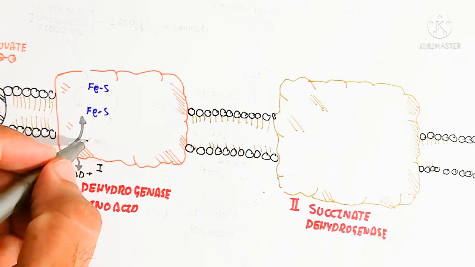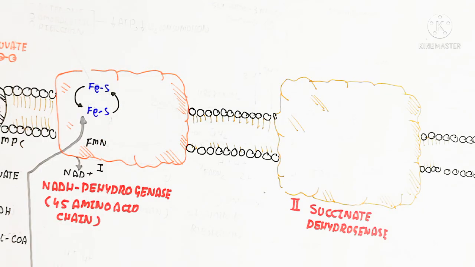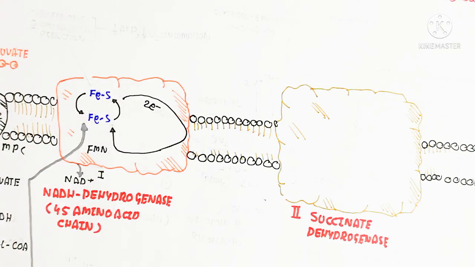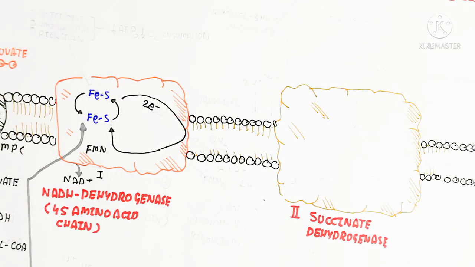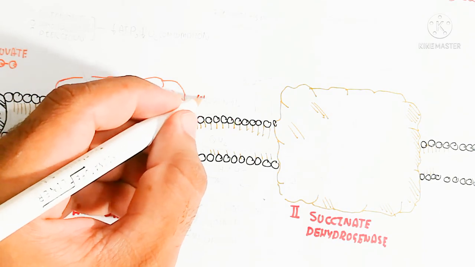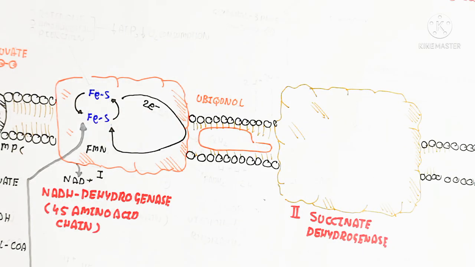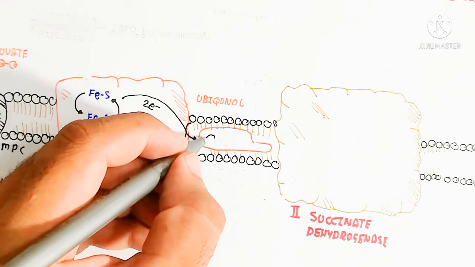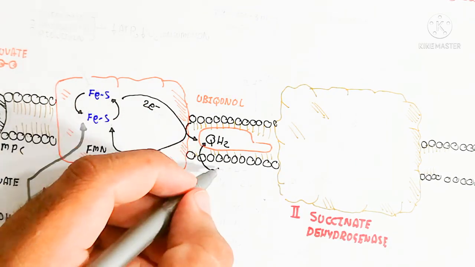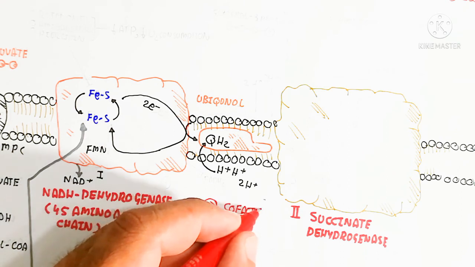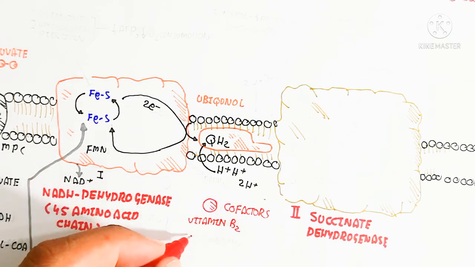And here is the FMN protein, which accepts the electron, while the important thing is that the iron sulfur containing protein is the central part, which accepts the electron, and this electron will go into the ubiquinone, which accepts 2 protons. Basically 2 protons are pumped out in this mechanism, and the ubiquinone is reduced into QH2, which contains 2 electrons and 2 protons. In this manner 2 more protons are pumped out.